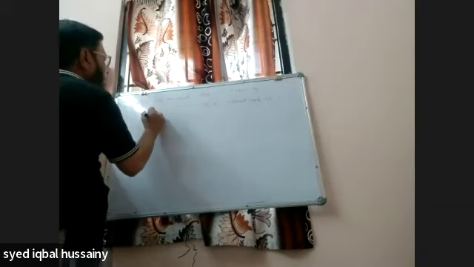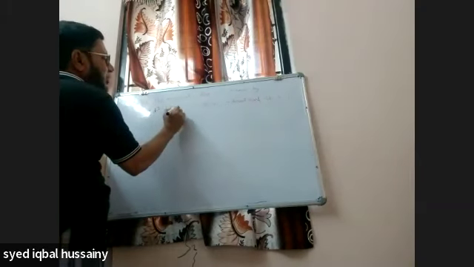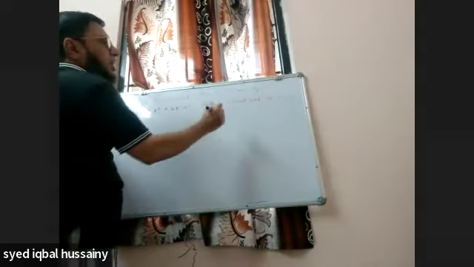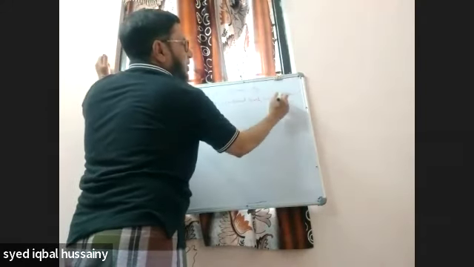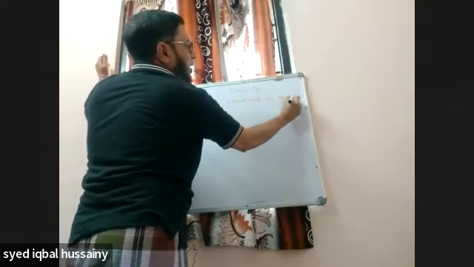5t square plus 4t plus 1. Find induced EMF at time t equal to 1 second. If the magnetic flux is, I'm reading, if the magnetic flux is given by 5t square plus 4t plus 1, an equation is given for the magnetic flux. It asks for the induced EMF at 1 second. How to do it?